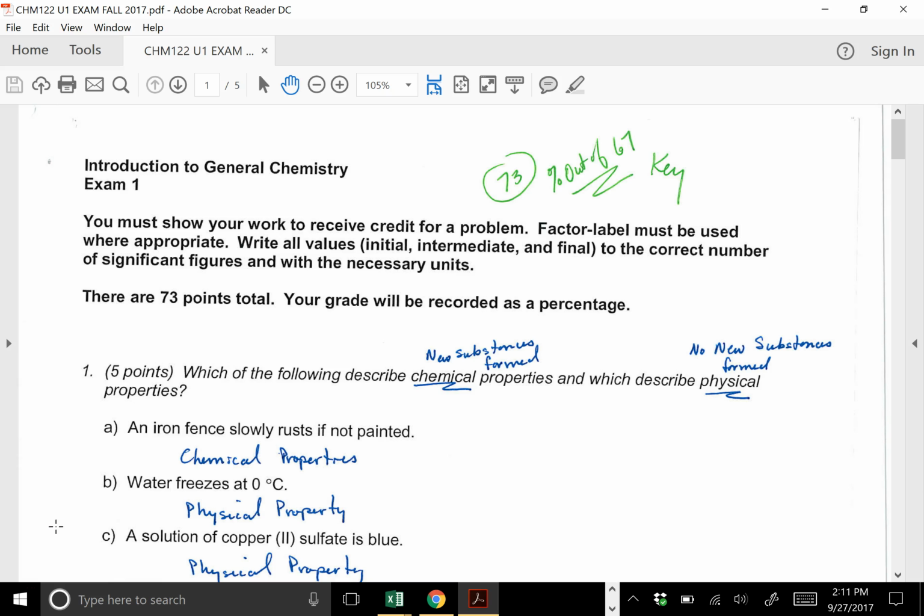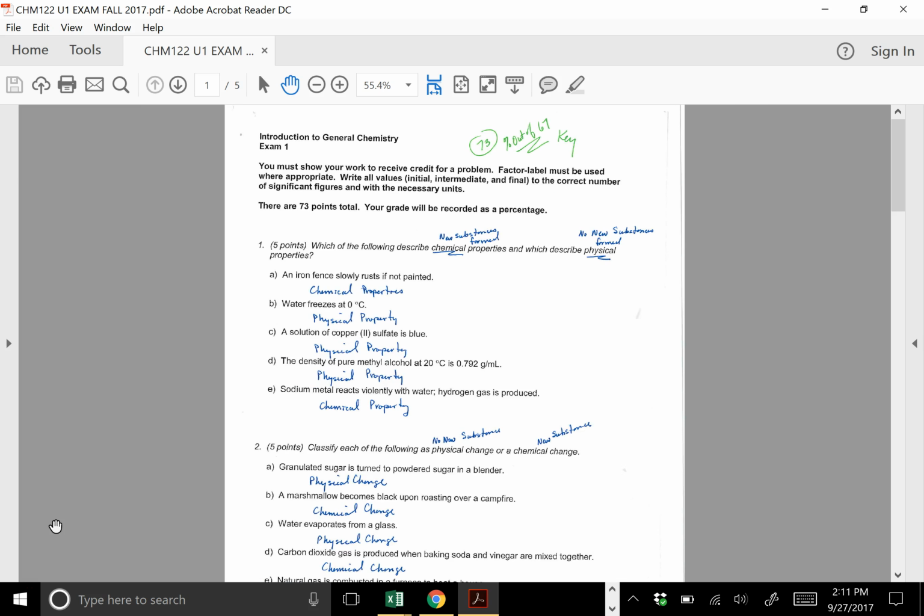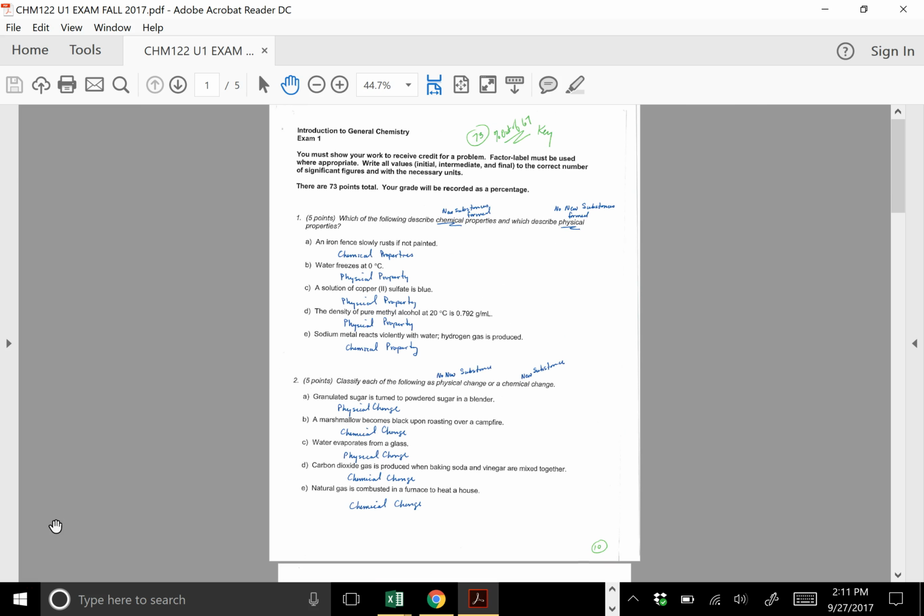Video kind of going over the test. So yeah, there were 73 possible. Now the way I do all of my tests is that at the bottom of each page is a circled number, the bottom right-hand corner, and that's the number you got right on that page. And so then what I do is I add up those little numbers.